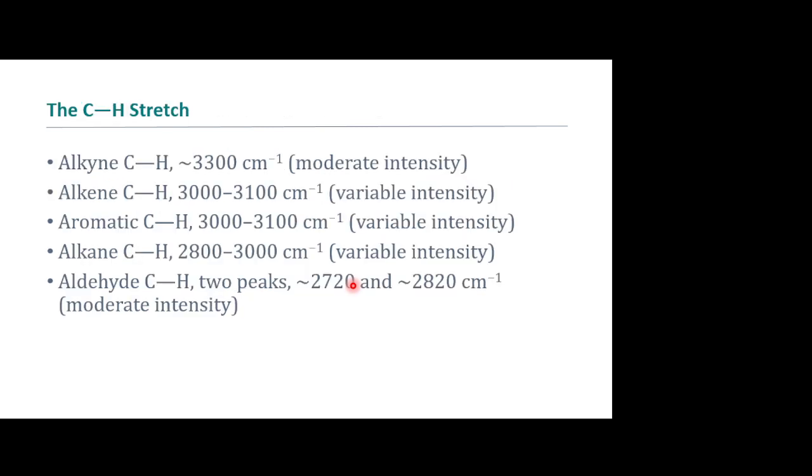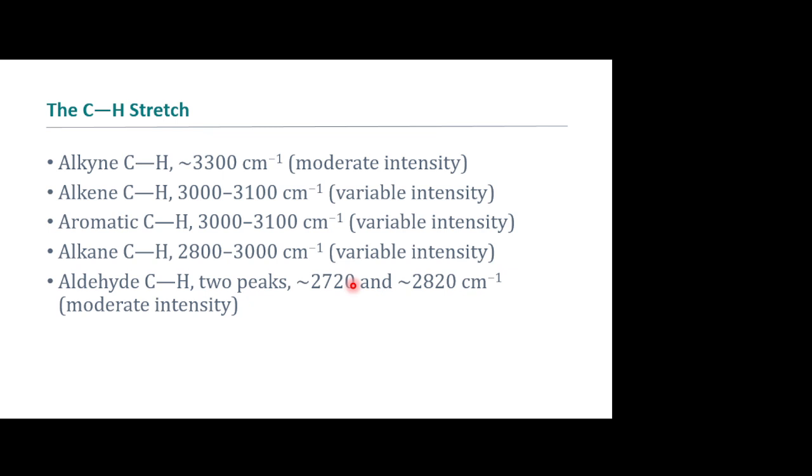Okay. All right, so let's look at some CH stretches again. So here we have the alkyne CH stretch. It's going to be about 3,300 wave numbers. It's going to be moderate intensity. The alkene CH, this is going to be 3,000 to 3,100, and it's extremely variable intensity depending on what you have around it. Okay. Aromatic CH is going to be 3,000 to 3,100. Again, this is going to be very variable in the intensity because you can pull electronegativity from it depending on what's around it.